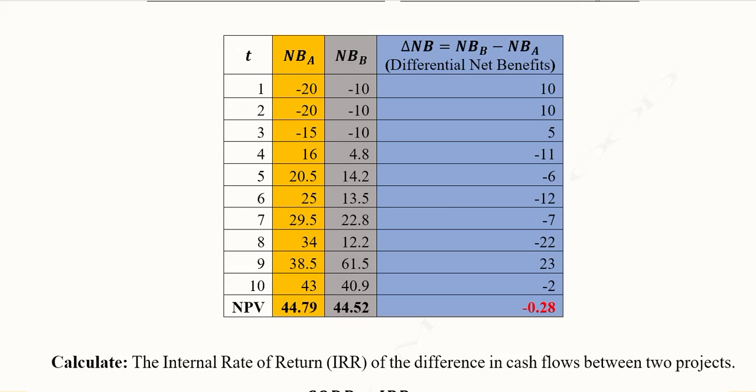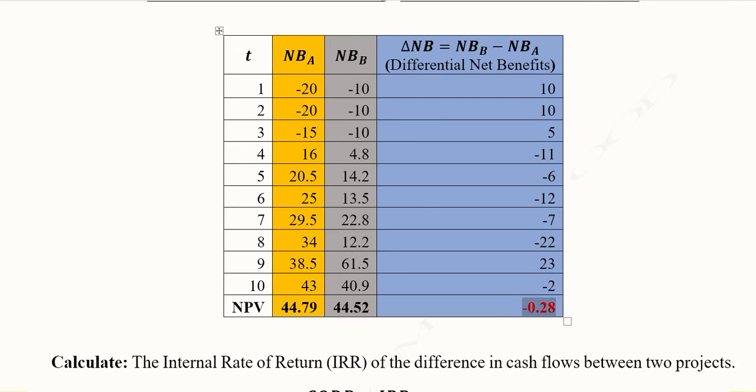This is the differential of the net benefits, obtained by subtracting the net benefits of A from the net benefits of B. Differential net benefits is a suitable term for it. You can see that it's easy to calculate: -10 minus -20 will become 10, and in the same way for all these rows we can calculate the net benefits differential. And the NPV can also be calculated here.